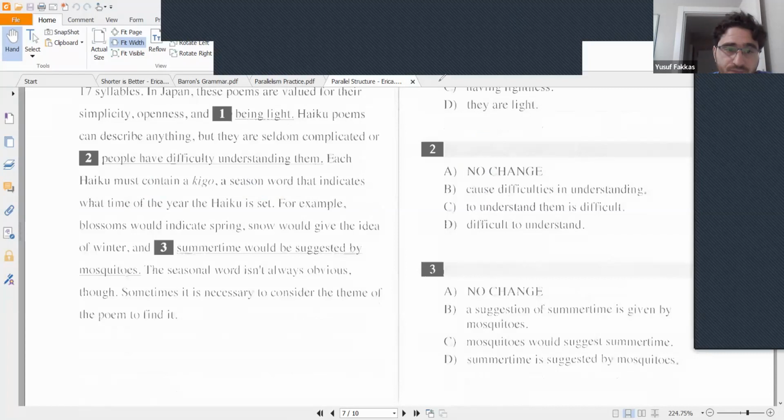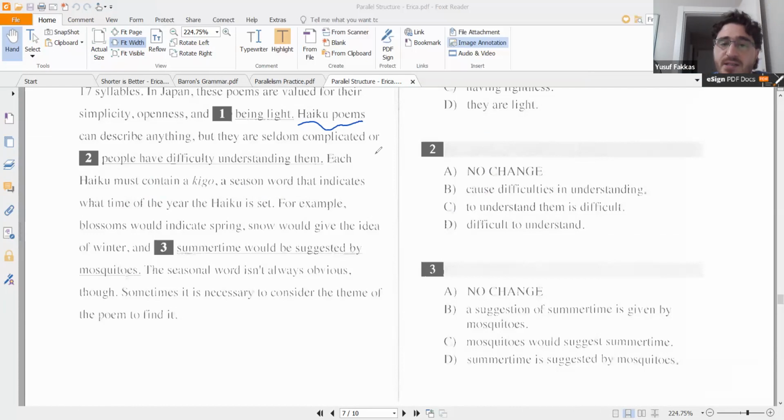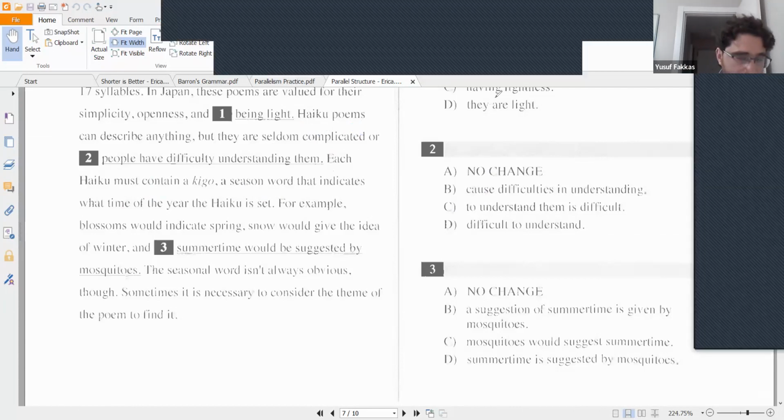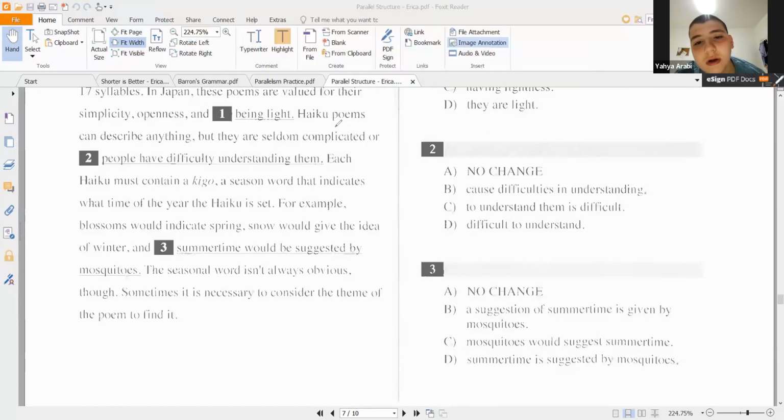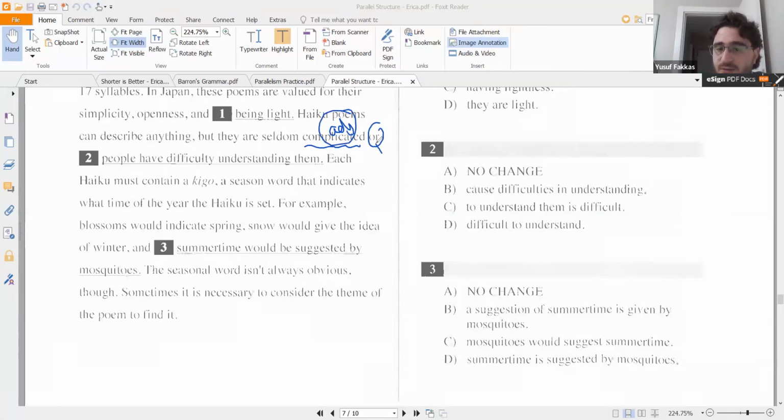Number two, Yahya. You were saying that haiku poems can describe anything, but they're seldom complicated or people have difficulty understanding them. Do you think that we can keep it as it is, no change? Where's the list? It's a list of adjectives, okay? The first one is complicated, or we need another adjective, difficult to understand. So now they are both adjectives, complicated or difficult to understand.